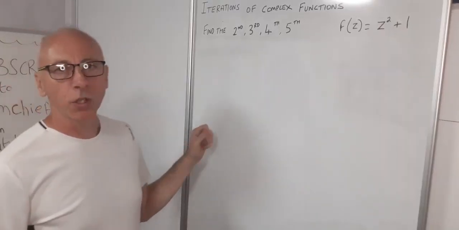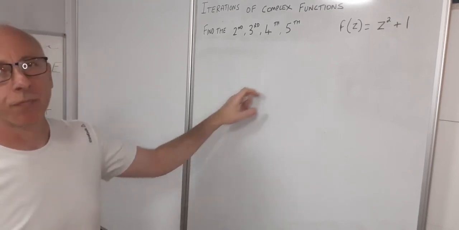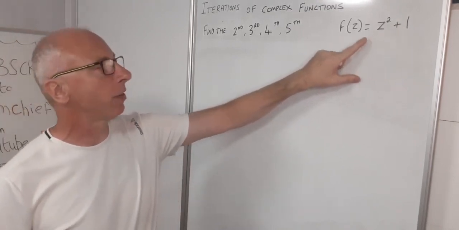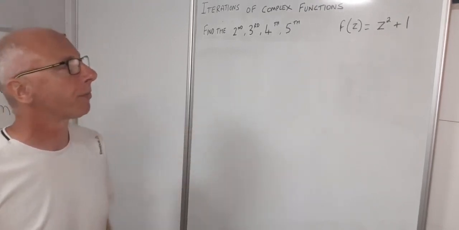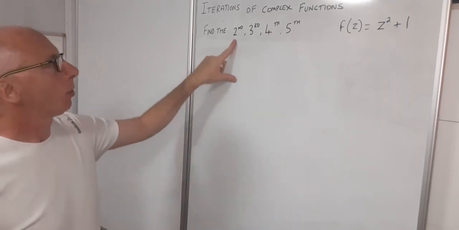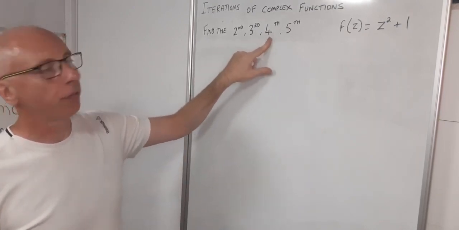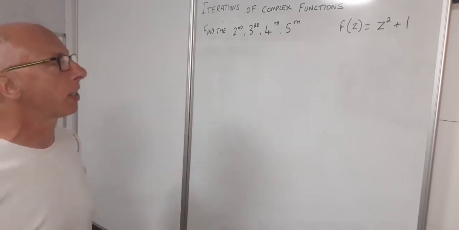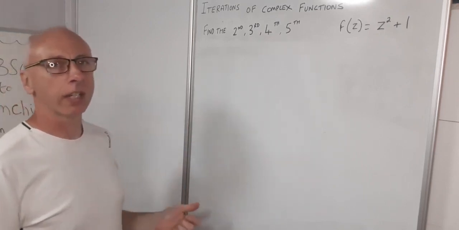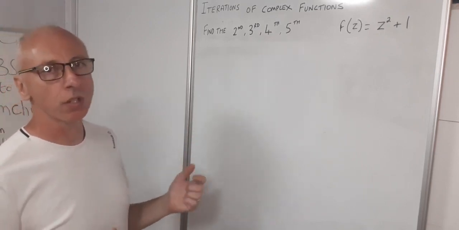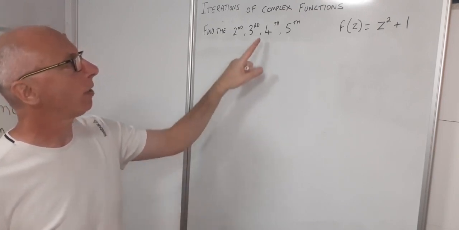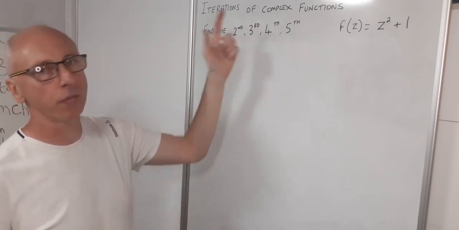So in this video, we're going to try and iterate a complex function. The complex function we're going to try and iterate is z squared plus 1. Now, we're looking for the second, the third, the fourth and the fifth iteration. Now, if you check the link in the description below, you'll see certain rules for shortcuts to try and maybe find the second, third, fourth and fifth iterations.